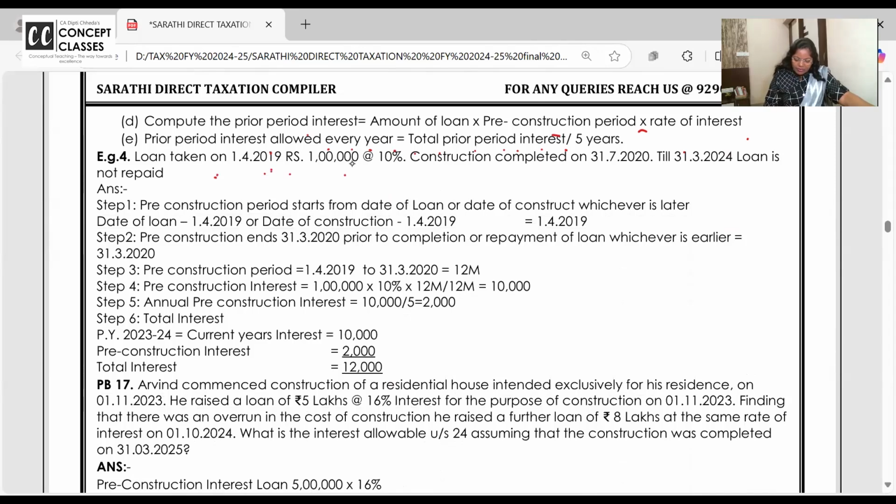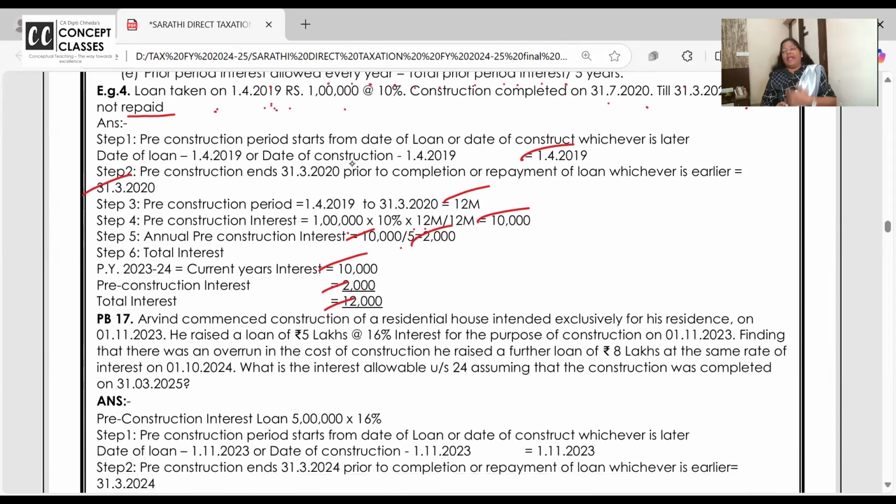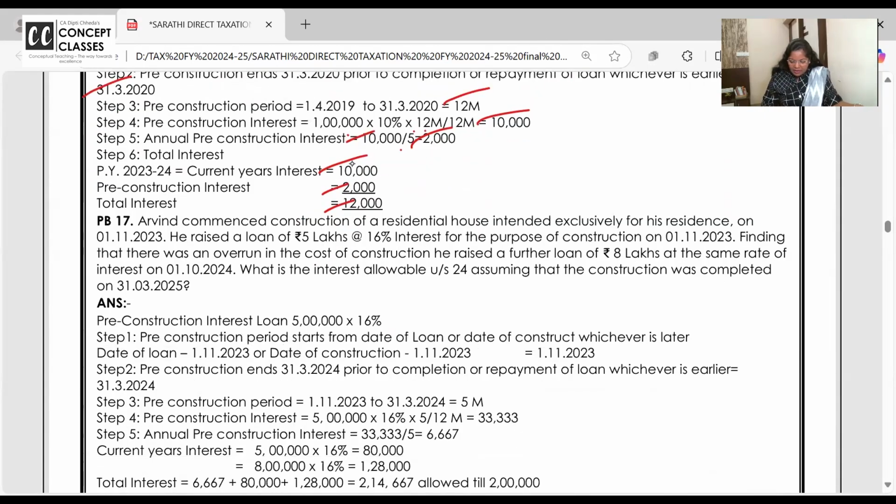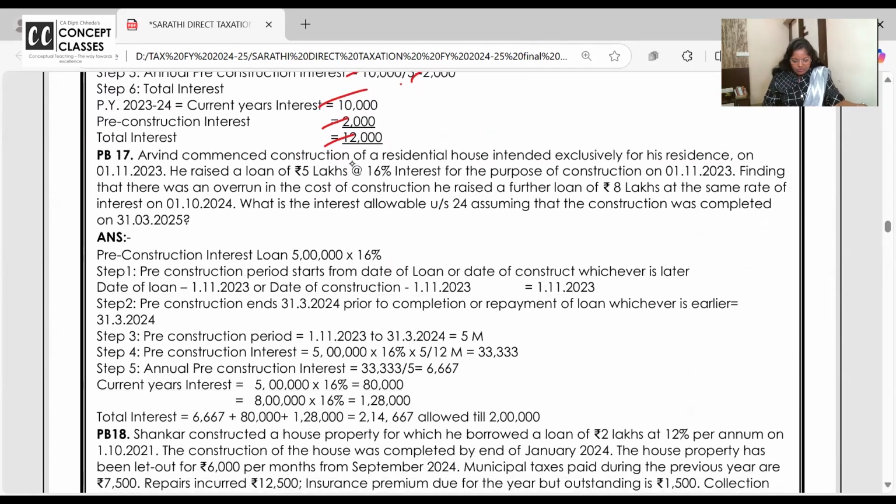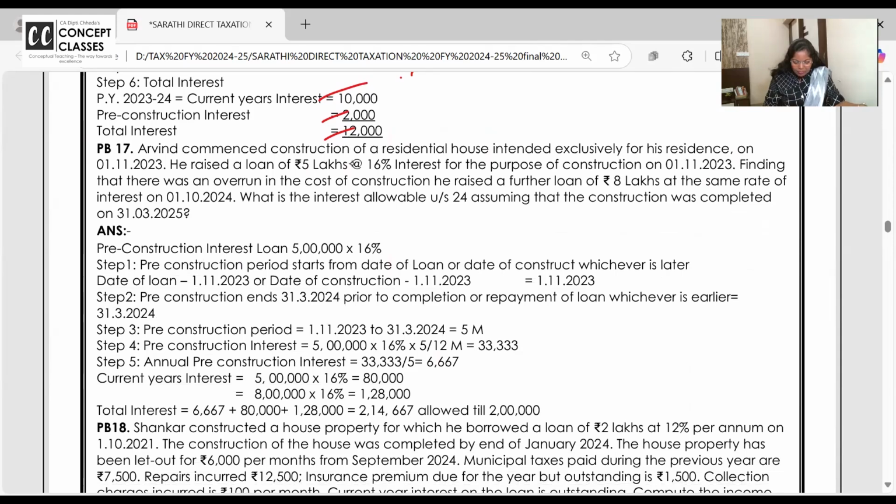Pre-construction loan was taken on 1/4/2019 and construction completed in July 20. So 31st March 20, so 12 months. 1 lakh, 10% interest, 10,000 divided by 5, 2,000, and the loan is not repaid. So current year's interest and pre-construction interest, exactly the way I taught you. But every batch my examples keep on changing; I can't take the same example. This one is also a similar problem. I want you all to check orally.